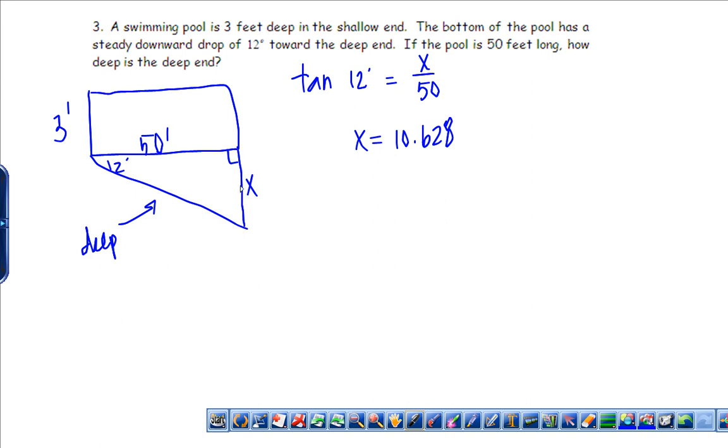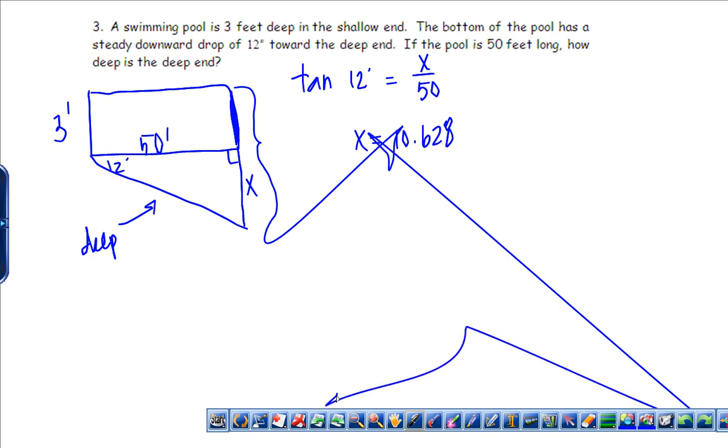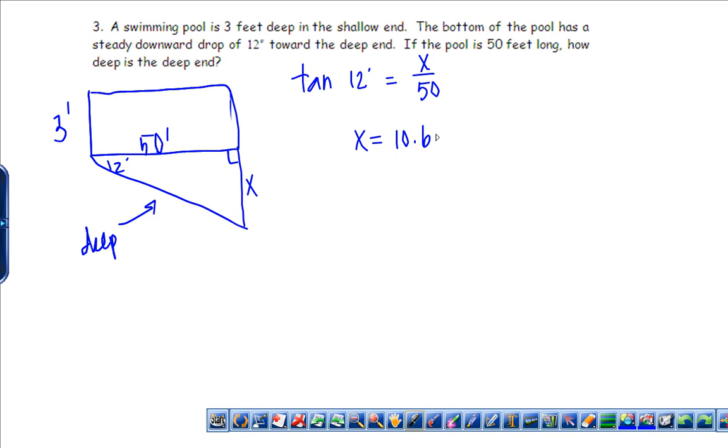Now, I know this right here is 10.628, but realistically, we need to add this as well, because I know the shallow is just 3, but doesn't the depth go all of this? So I'm going to add back in my 3 feet to get a total of the deep end of being 13.628 feet.